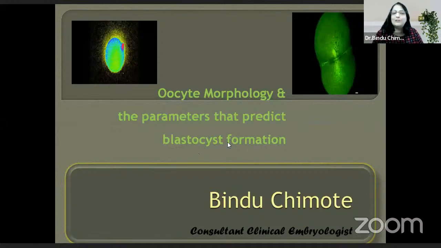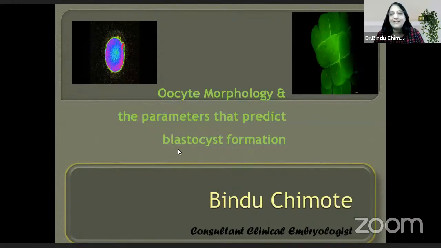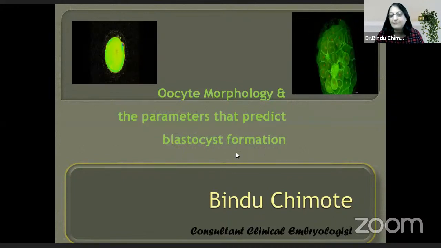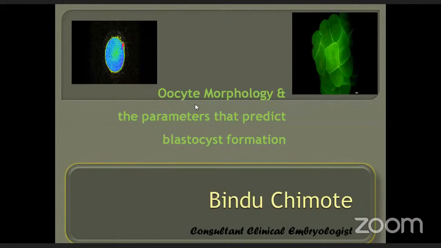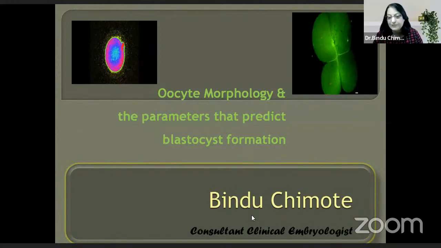So, the topic today is oocyte morphology and the parameters that predict blastocyst formation. By this, I presume that it was only the oocyte morphological parameters that I had to take into consideration, and I have done just that.